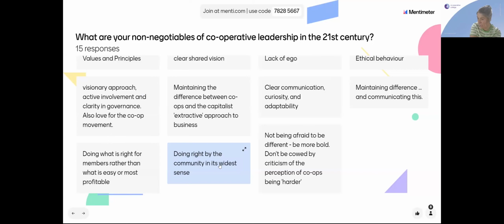Doing right by the community in its widest sense. Yes, to be able to benefit those communities based on what they need and what can support and help them. Not being afraid to be different, being bold, don't be cowed by criticism of the perception of co-ops being harder. Yeah, totally agree with that. Because I think people can think that it can be quite a complex side of a business or way of being able to manage your organisation, but actually don't let that put you off, because there's loads of support and help out there as well, isn't there? Thank you. I'll stop now.